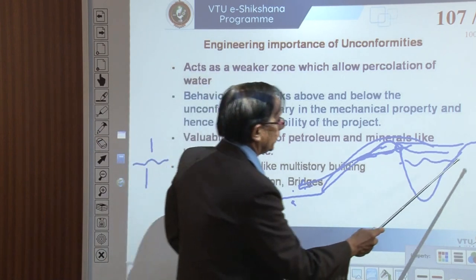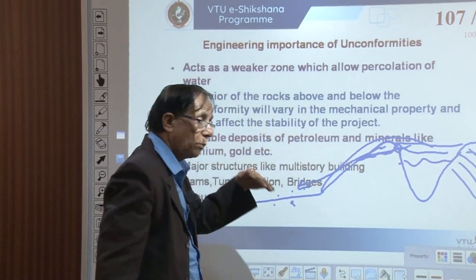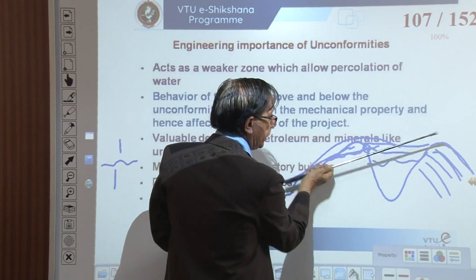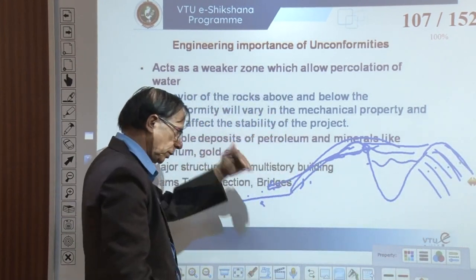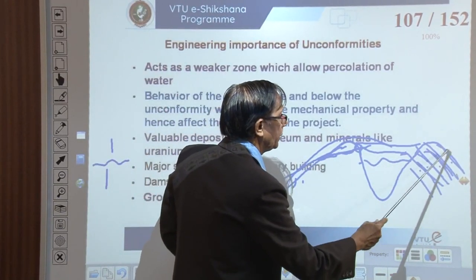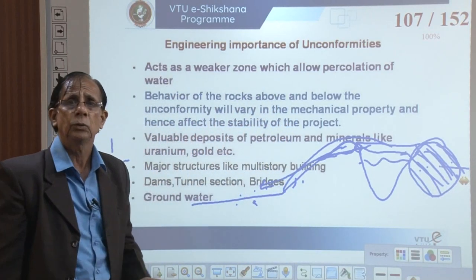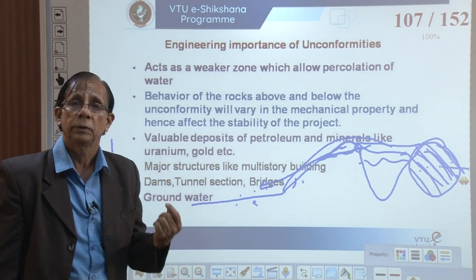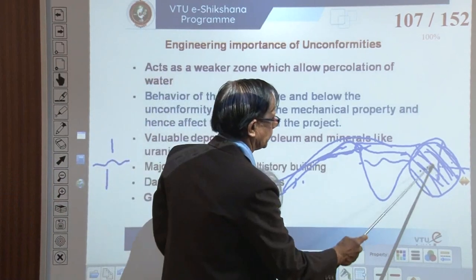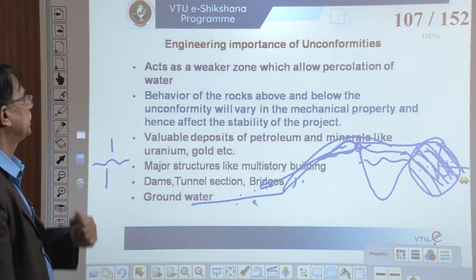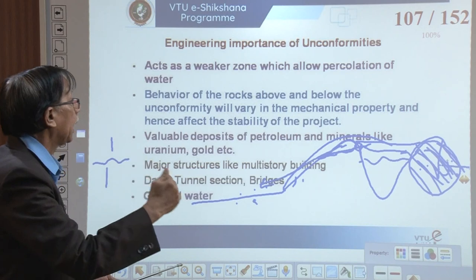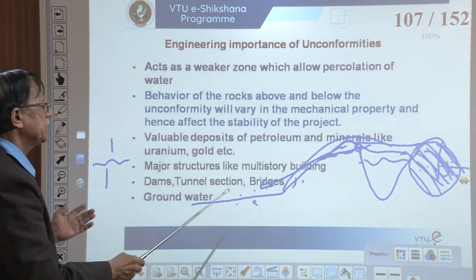Super Dam, again, the rocks here are so foliated. During rainy season, again, heavy rain, if water rises, this also gets saturated because of rain, and the reservoir also forms, then there is heavy seepage and collapse of this land. So they had to take severe precaution that within one season, before the rainy season comes, they have to complete everything and seal those. Some kind of engineering challenges they provide. So the behavior of the rocks above and below the unconformity will have different mechanical properties, hence affecting the stability of the project.